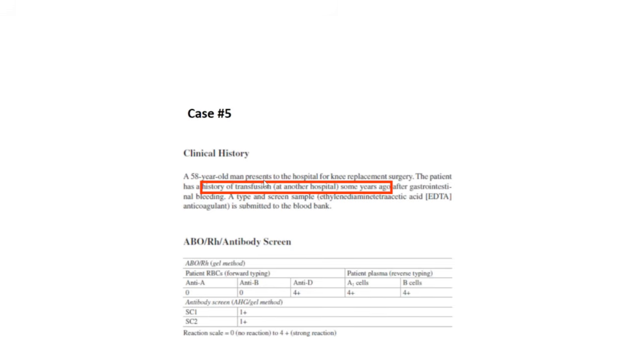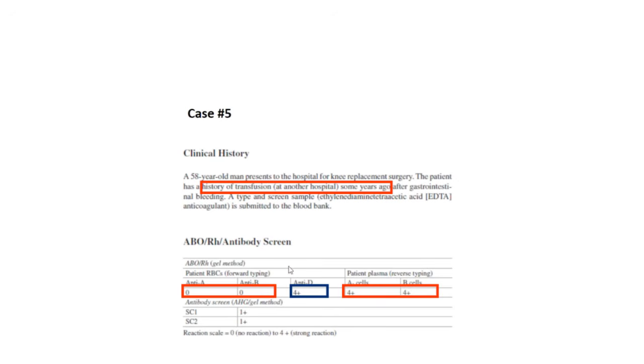So what about our ABO-Rh typing? So the patient's O positive. Correct. So again, no reactivity with anti-A, no reactivity with anti-B. Both A and B cells in the back type are reacting, so the patient has anti-A and anti-B antibodies, as you would expect in an O patient, and is reacting with the anti-D, so the patient is Rh positive.